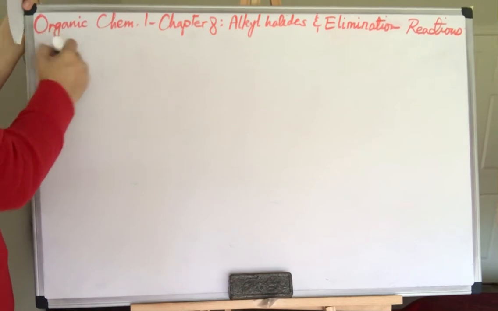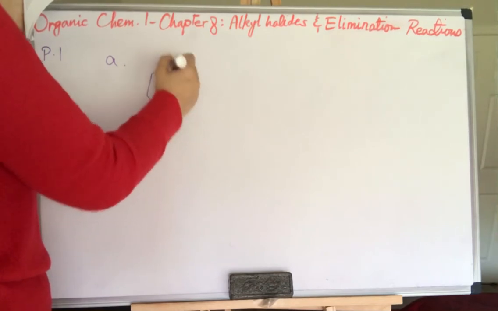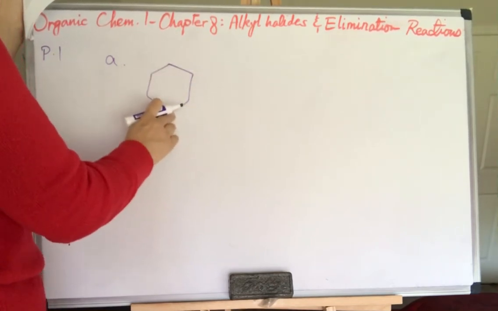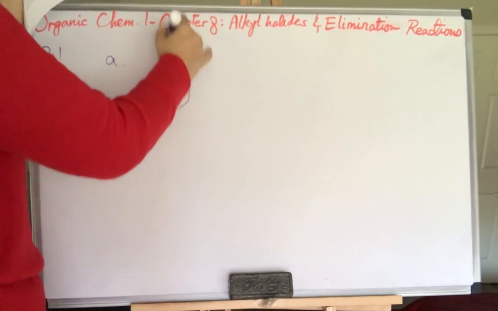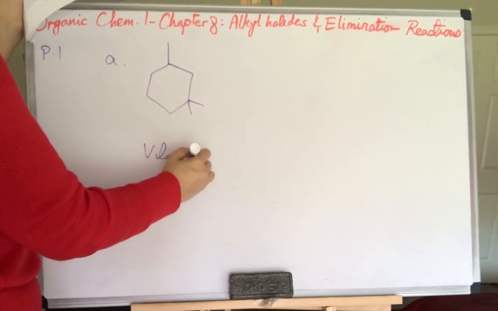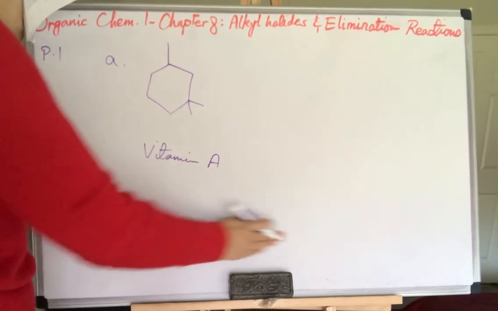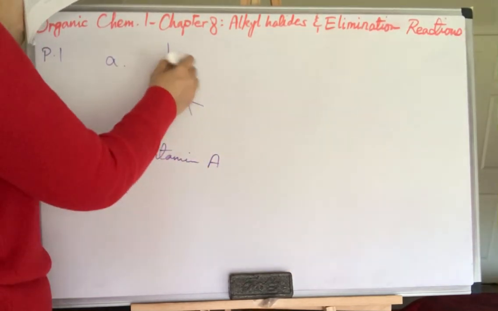So page 1, vitamin A is a very long molecule, but we can draw it fast thanks to the skeletal structure. That's vitamin A. Good for eyesight.